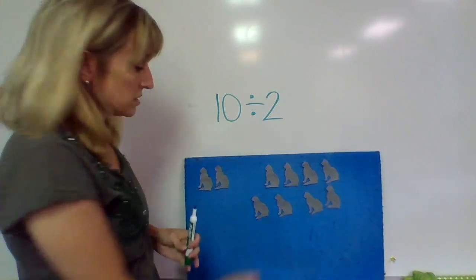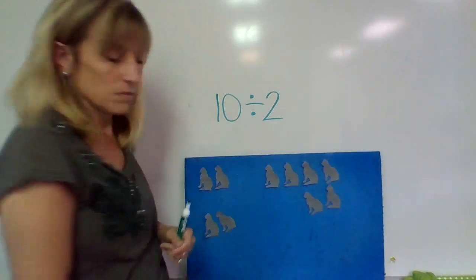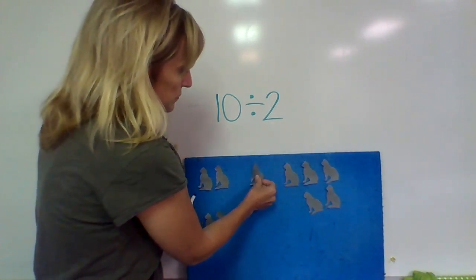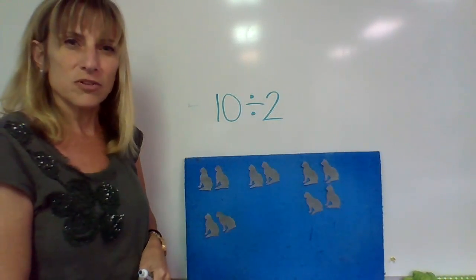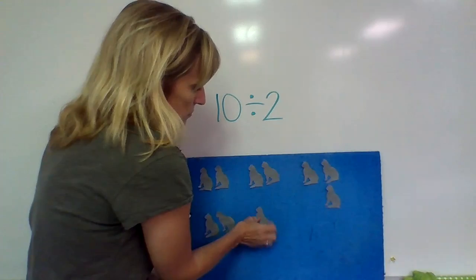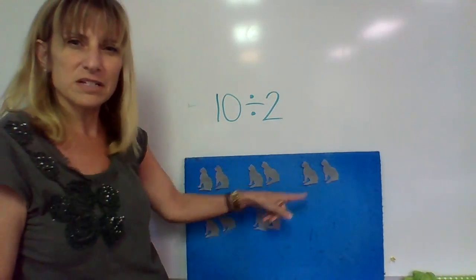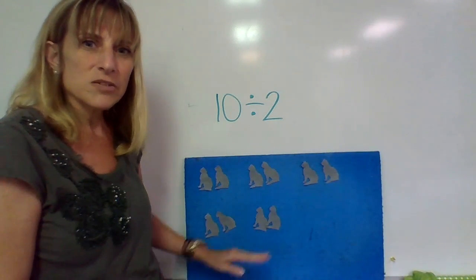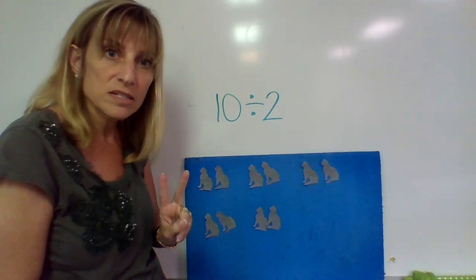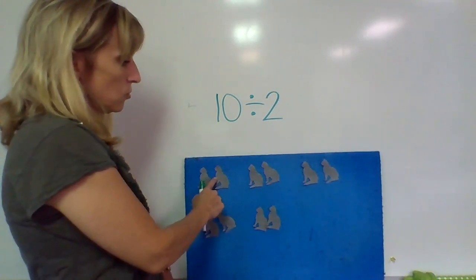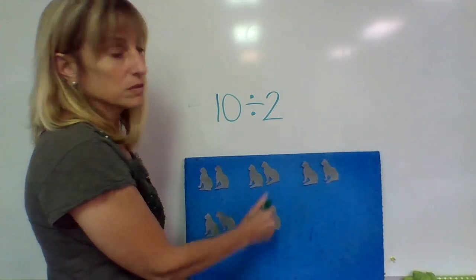Okay, there's 2 cats. There's 2 cats. Move these guys over. There's 2 cats. There's 2 cats. And I'm going to leave these guys over here. So how many groups of 2 cats do I have? 1, 2, 3, 4, 5.